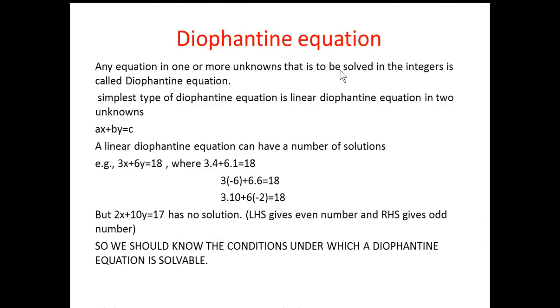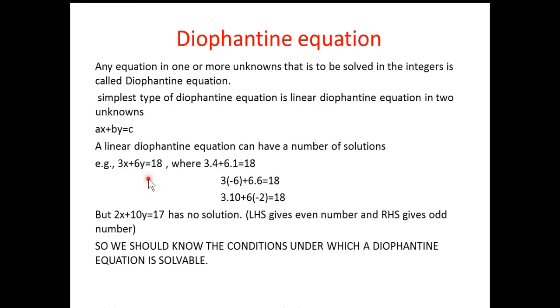Then we covered the Diophantine equation. So what is a Diophantine equation? An equation which is to be solved for integers and which has one or more unknowns is called a Diophantine equation. This is the simplest linear Diophantine equation in two variables. In this example we have taken 3x plus 6y is equal to 18.